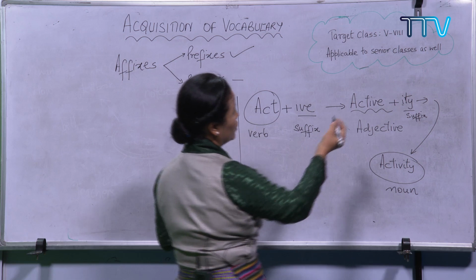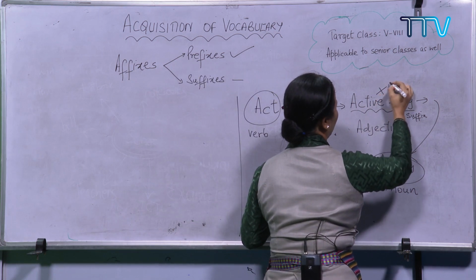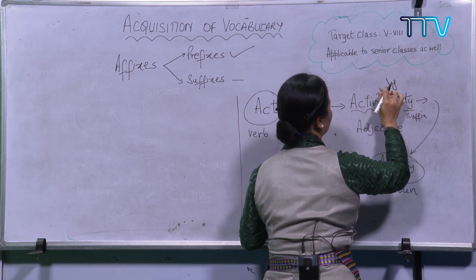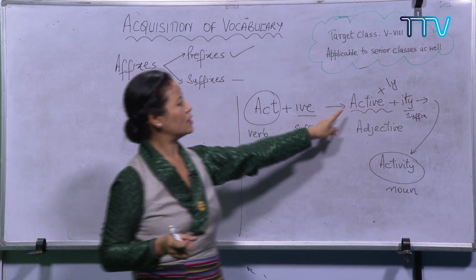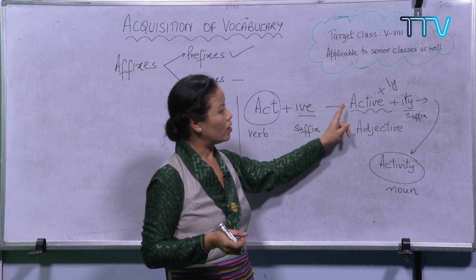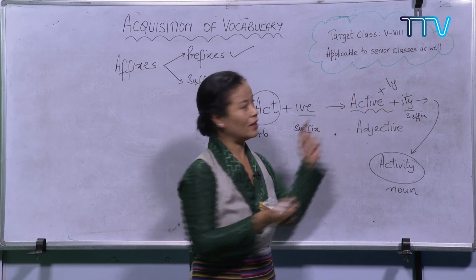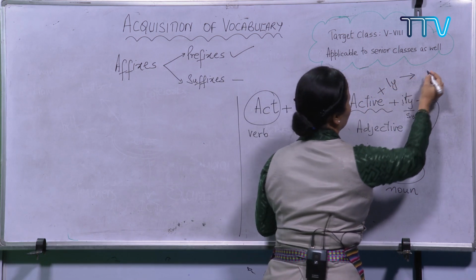In the same way, on this word active, if we add ly, the adjective active is the base word here. On active, if we add ly, ly is the suffix, what do we get?